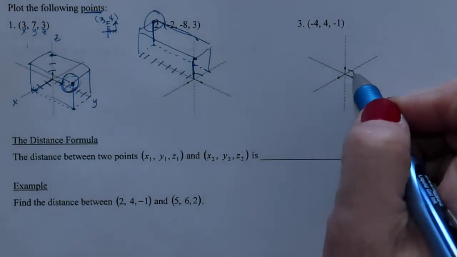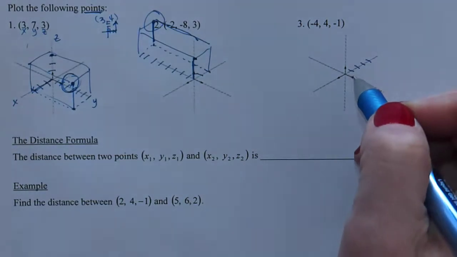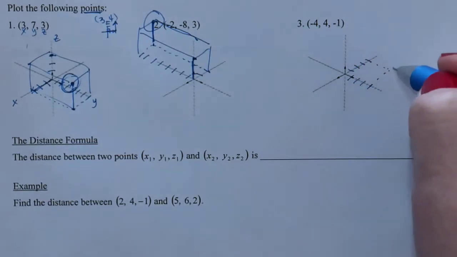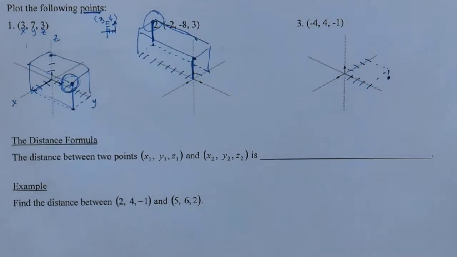Last one, -4 goes into the back 4, to the right 4. So now I'm kind of in that back corner. And then I'm supposed to go down 1. So it's just kind of hanging there off the back end of that little box.